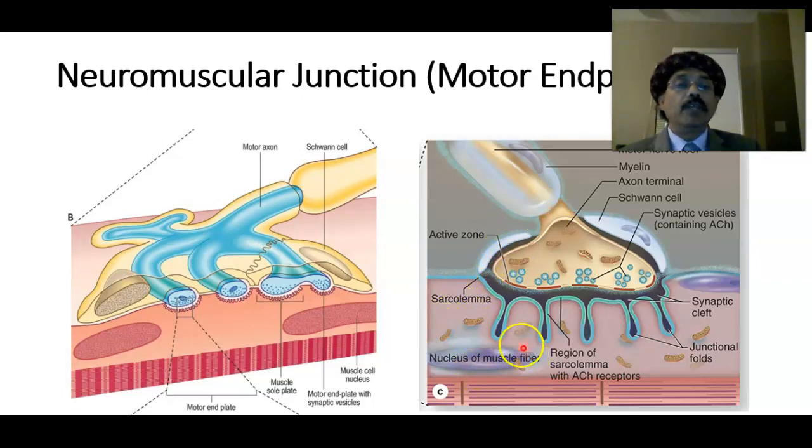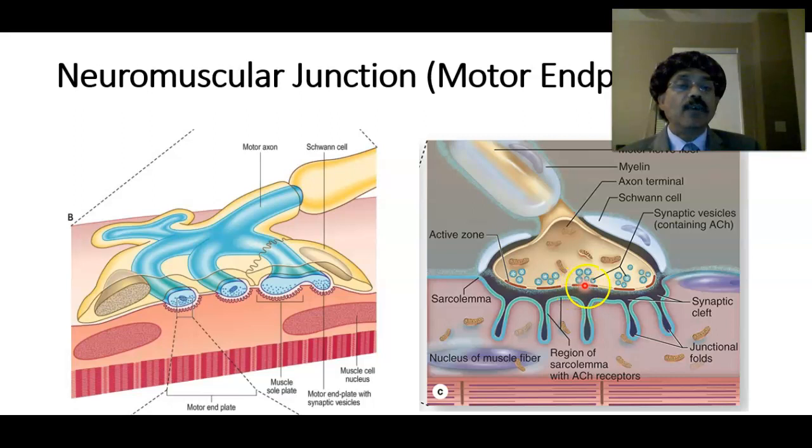Then we have this part. This is the muscle, where the sarcolemma changes to accommodate the axon terminal. These are called junctional folds, and our receptors are present here on the postsynaptic membrane. This is the postsynaptic membrane. We have the receptor for the acetylcholine. This is the synaptic cleft.